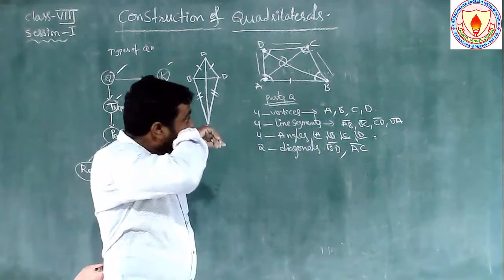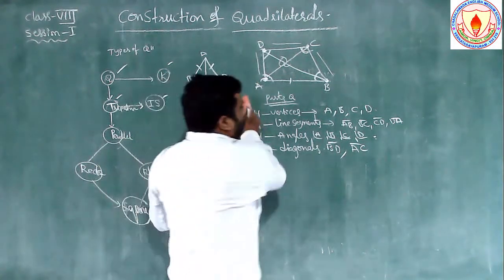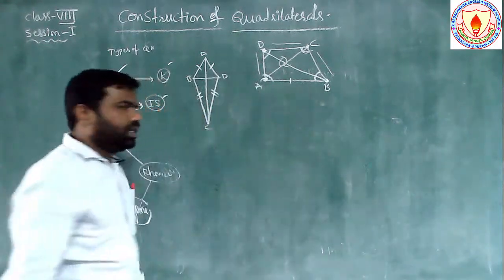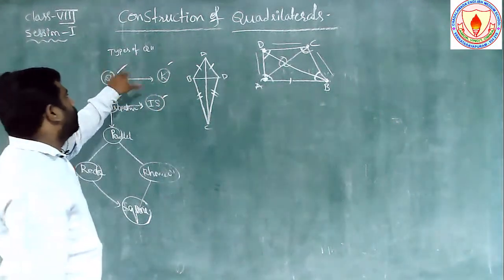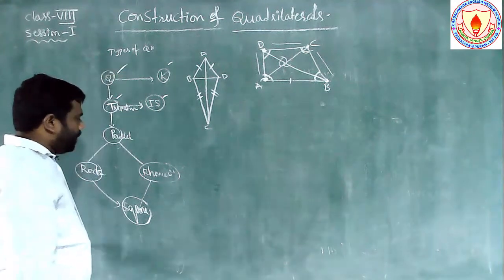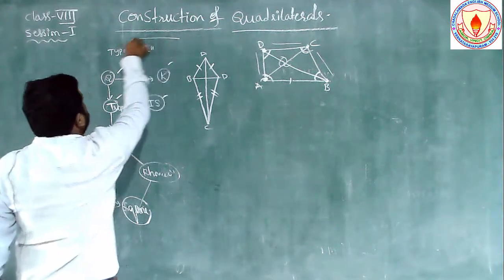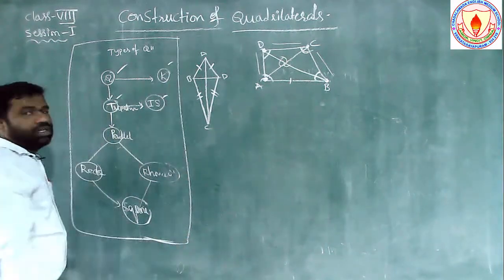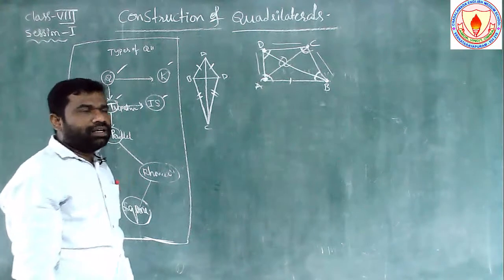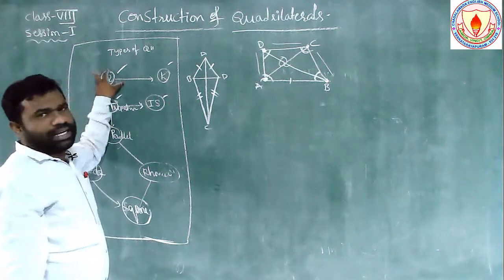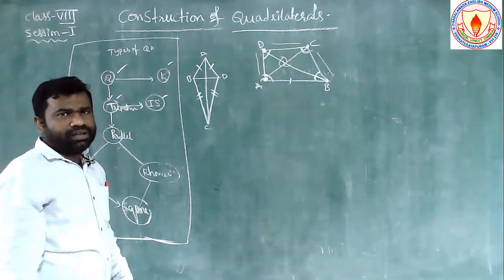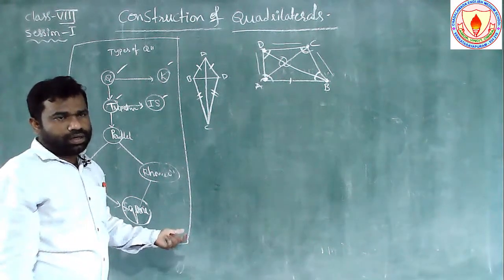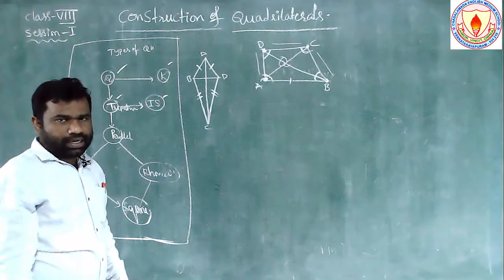Next, types of quadrilaterals. I am giving you a mind map for the types of the quadrilateral. First of all, we are discussing the quadrilateral. What is a quadrilateral again? Bounded by four line segments, then the figure is said to be a quadrilateral.